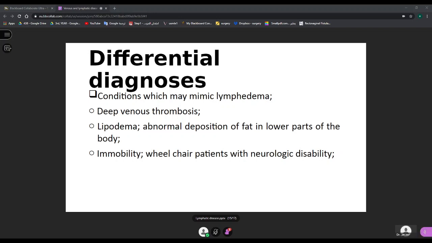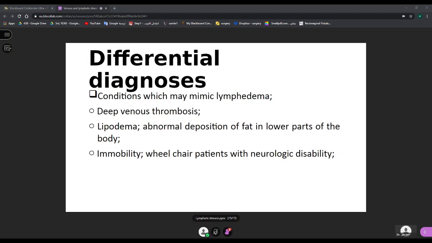Patients who have got lymphedema can develop malignant transformation. There is a condition which is known as lipedema. This condition is usually encountered in females, in fatty females or obese ladies, and is characterized by deposition of fat, particularly in the lower part of the body. So the obesity is mainly involving the lower limbs.